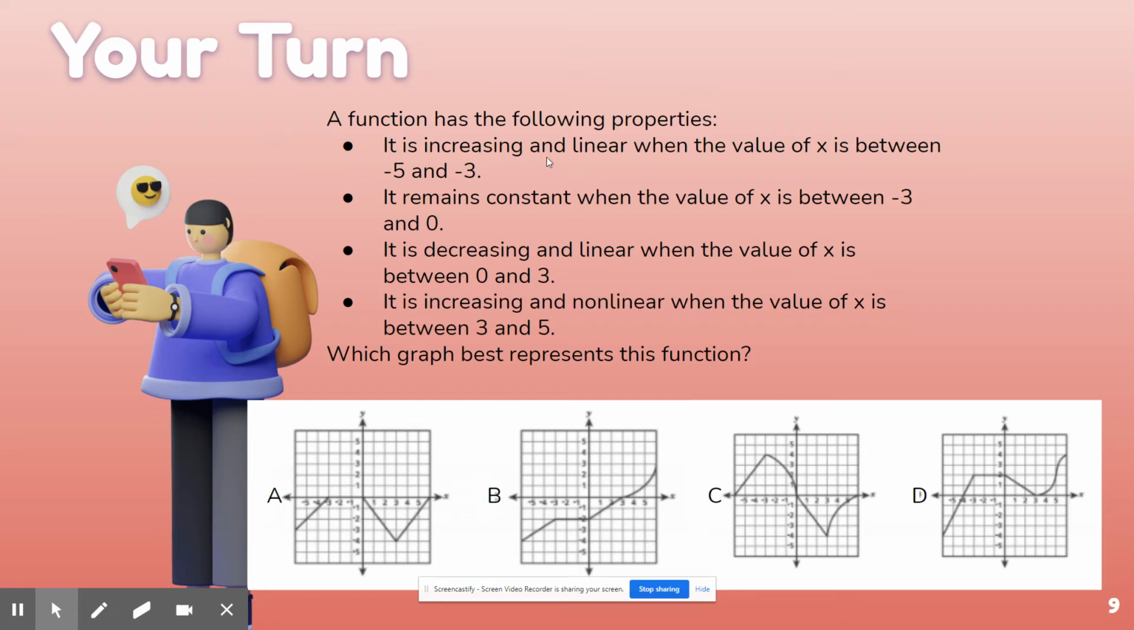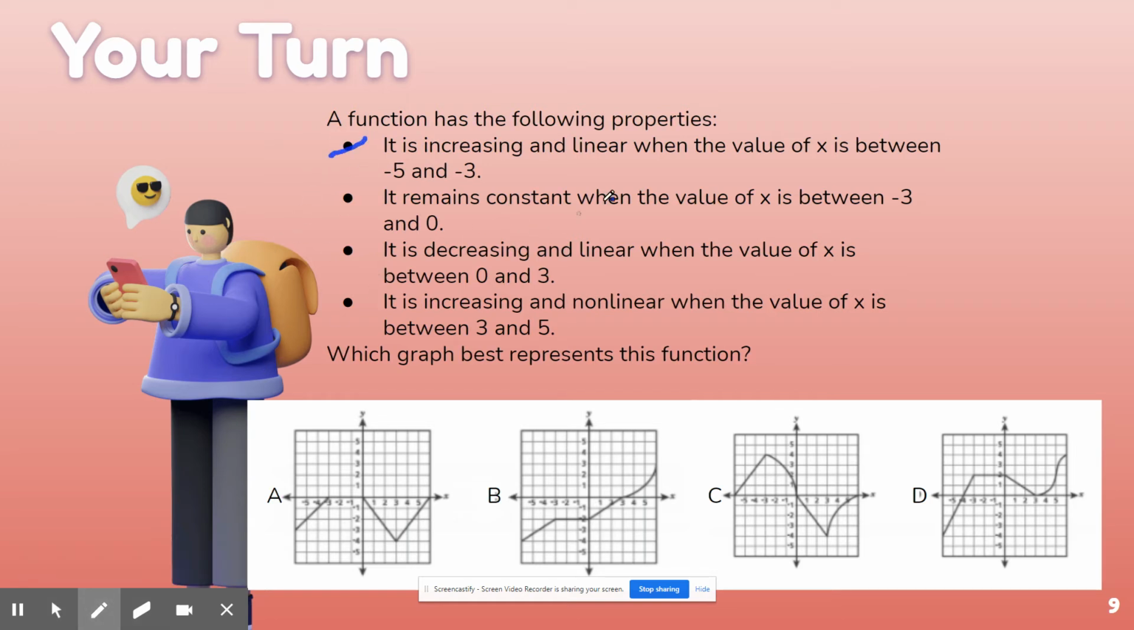It said it is increasing and linear when the value of x is between -5 and -3. -5 is here. -3 is here. Look, it's going up. It's increasing, and it's a straight line. Same thing here. It's increasing. It's going up, and it's a straight line. It's going up, and it's between -5 and -3. All straight lines. So they all meet the first one.